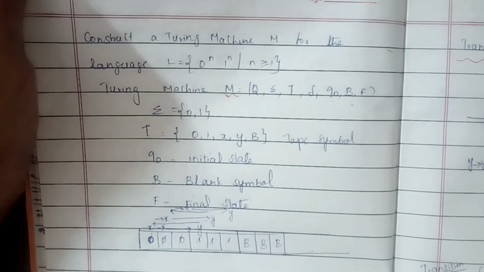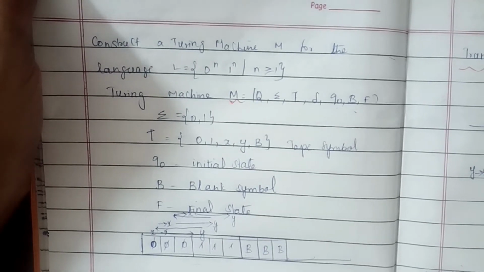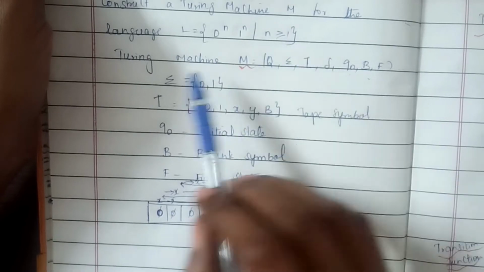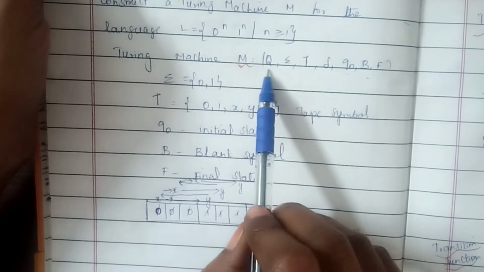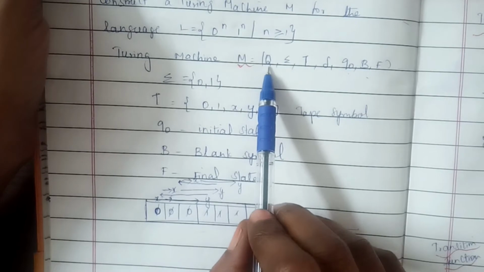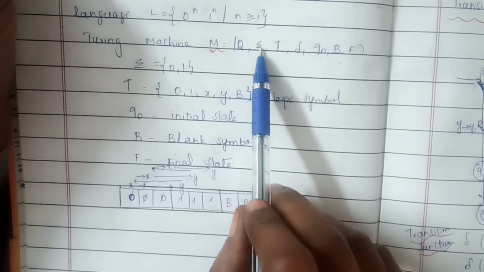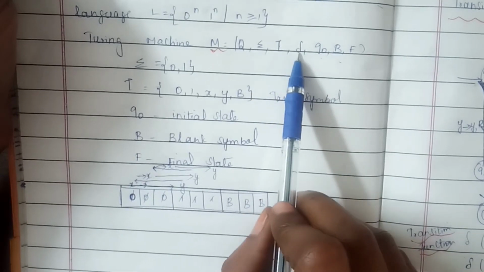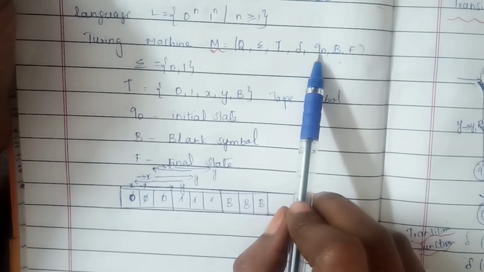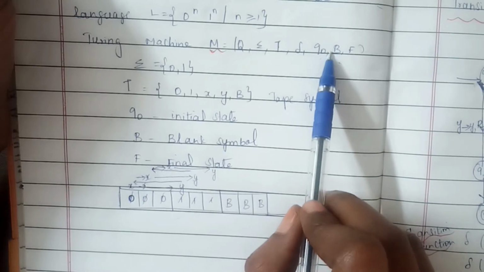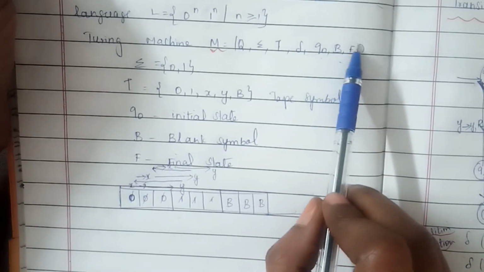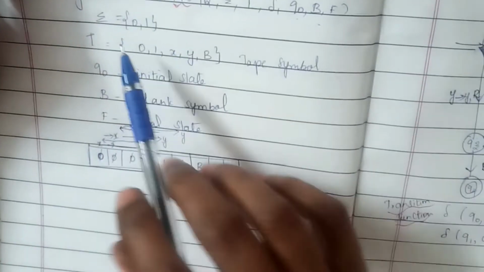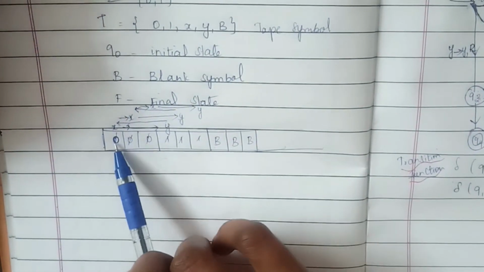So now we are going to construct a Turing machine M for the language L equal to 0 power n, 1 power n, such that n is greater than or equal to 1. For this Turing machine, we have 7 tuples: Q, the set of states; sigma, 0 comma 1; tau, the tape symbols; and delta, the transition function. The initial state is q naught, there is a blank symbol present on the tape, and we'll have a final state. So here I have mentioned all of this. Now we'll see how the traversal will be.